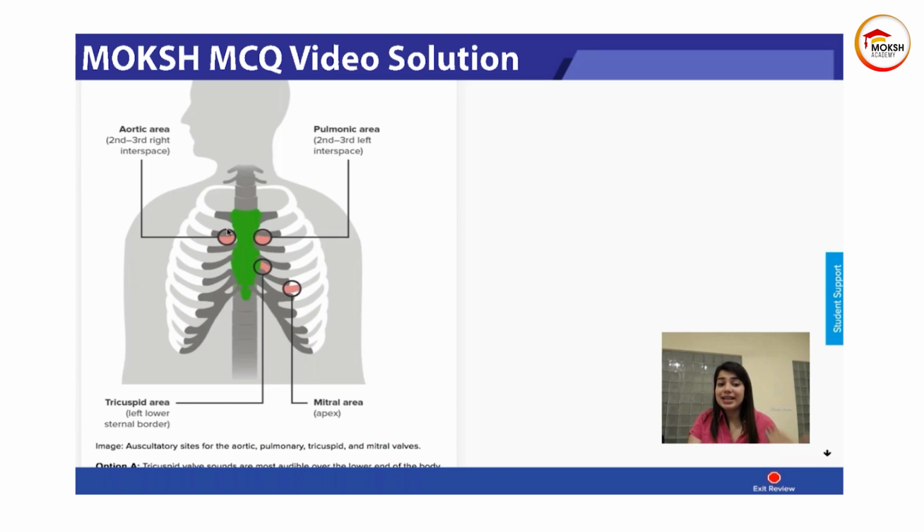The aortic stenosis murmur you get in the right second intercostal space. However, the HOCM murmur you usually get in the third intercostal space, and it can be on both the right side and the left side. It's actually more common on the left sternal border.